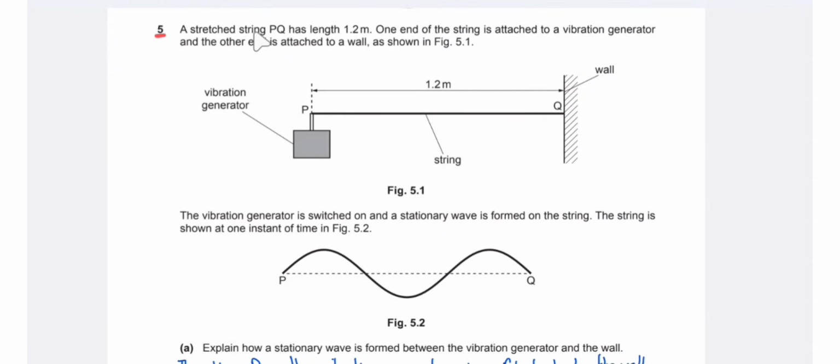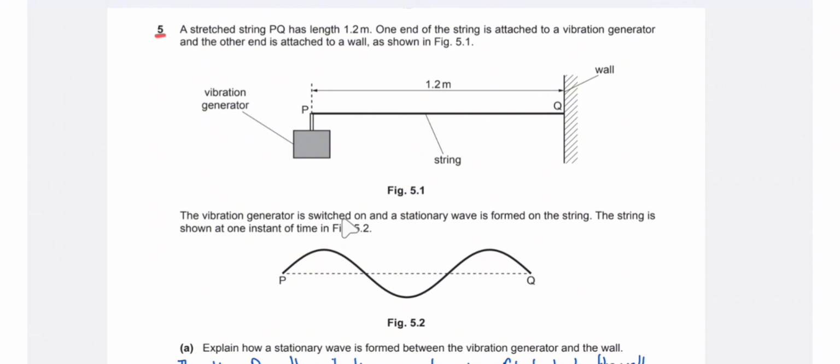Question 5. A stretched string PQ has a length of 1.2 meter. One end of the string is attached to a vibration generator, that is, this is the vibration generator, and the other end is attached to the wall, as shown in figure 5.1.